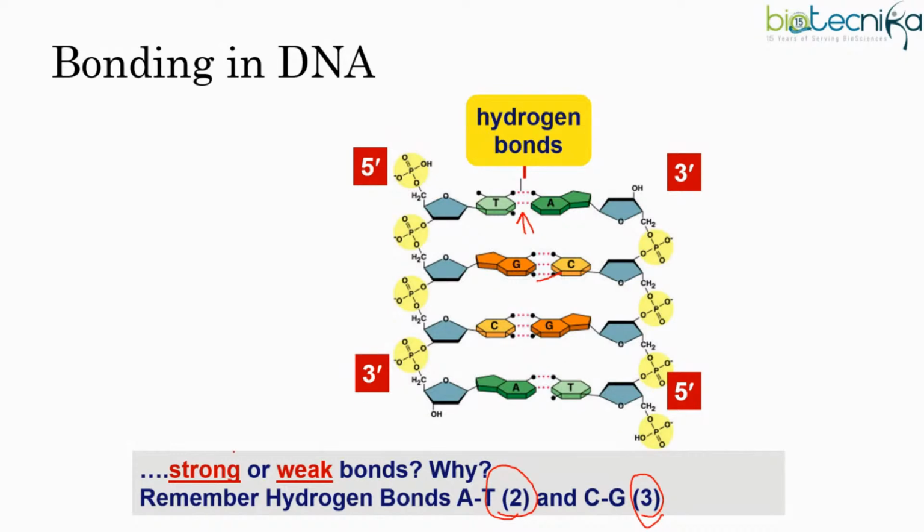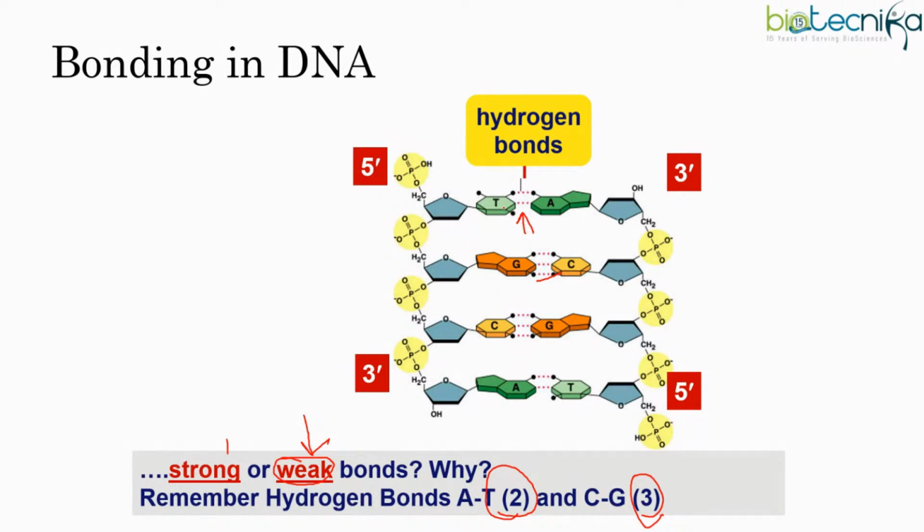Now, what type of bonds are these hydrogen bonds? They are actually weak bonds, because they are non-covalent forces. There is a weak interaction between the molecules. And the DNA composition can be different. You don't need to have an equal amount of AT and an equal amount of GC.